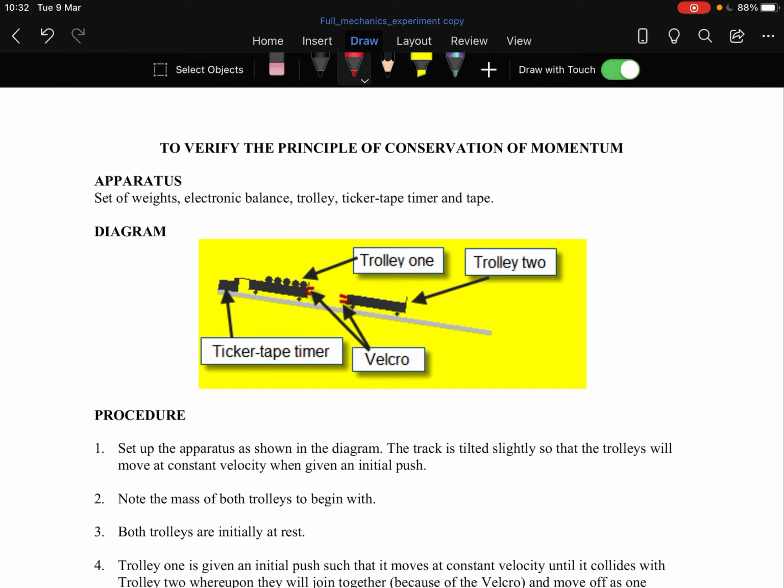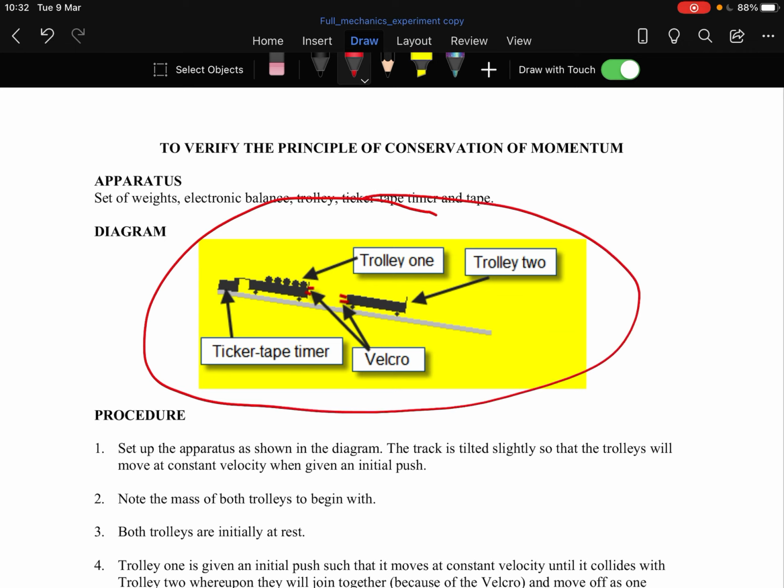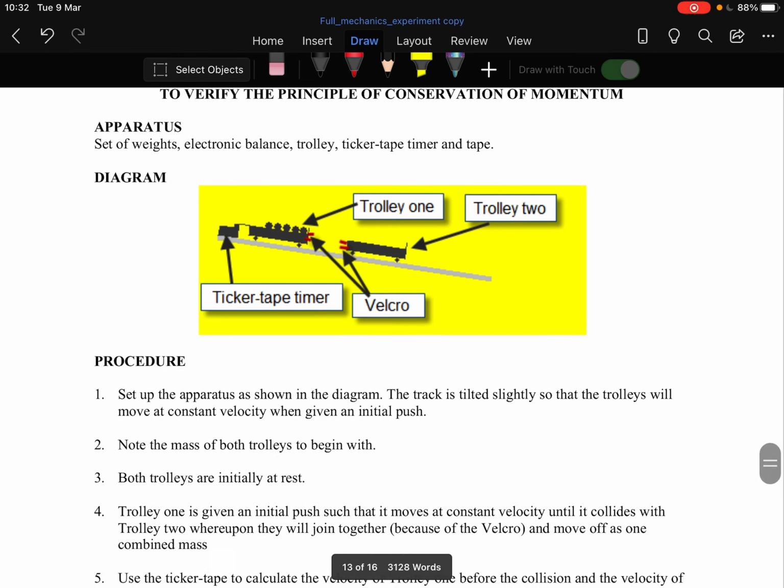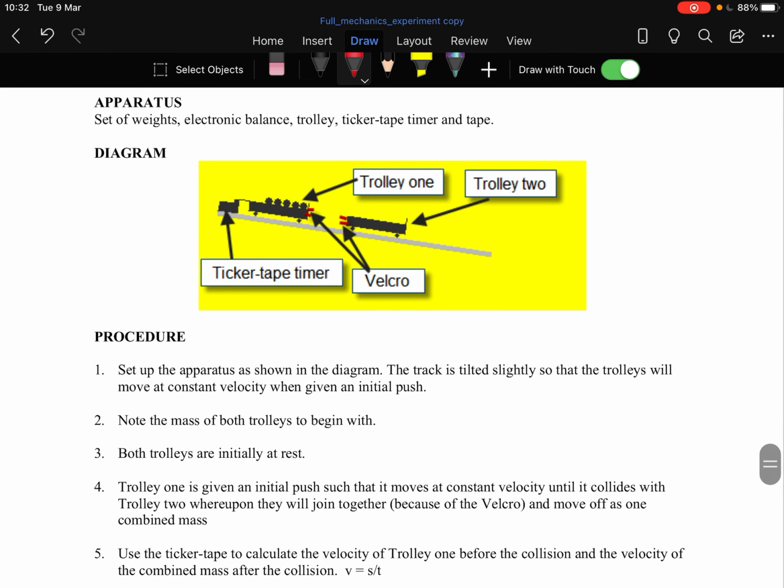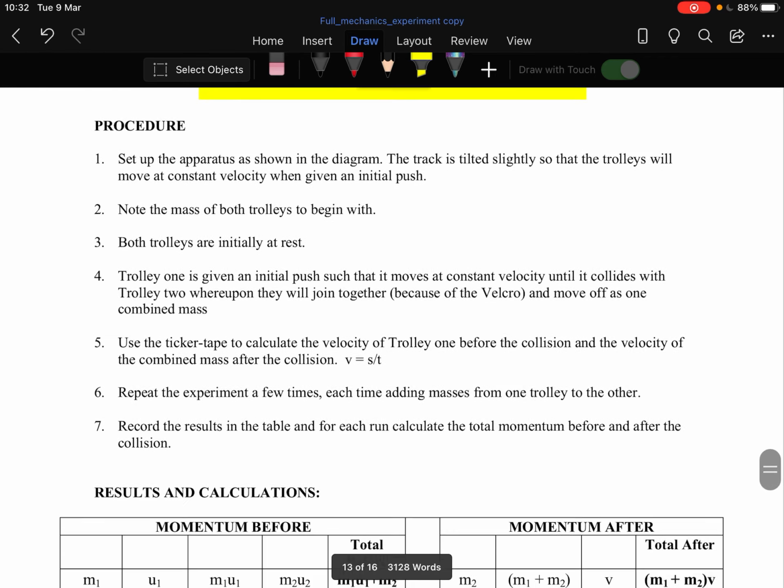Again, conservation of momentum. You have your two trolleys. That's your diagram. Okay, and your Velcro. For us, it's magnets on the front of them, but it's all the one. Once you indicate in your diagram how the two trolleys are going to stick together, that's key. They will get marks for that.